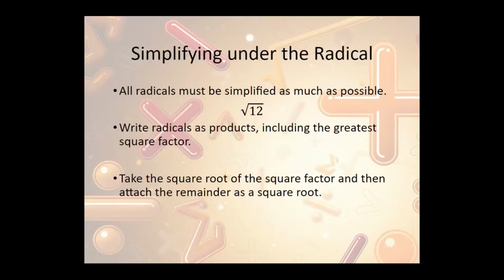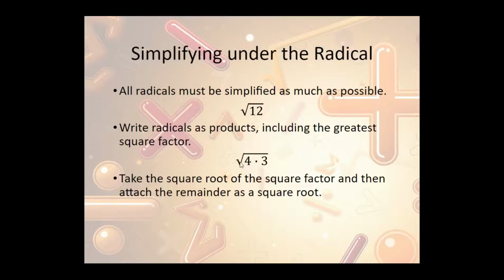Okay, just a reminder, you need to simplify under the radical all the time. So let's say you end up with square root of 12 under the square root symbol. You always need to simplify it as much as possible. And the way you do that is you're going to try to find the greatest square factor. So for instance, we think about the factors of 12, and we recognize that the factors are 1, 2, 3, 4, 6, and 12. And we want to pick out which ones are perfect squares. Well, we know that 1 and 4 are perfect squares, but we only want the biggest one, so 4 is the biggest perfect square. So that's really 4 times 3.